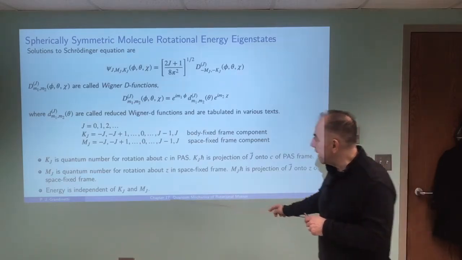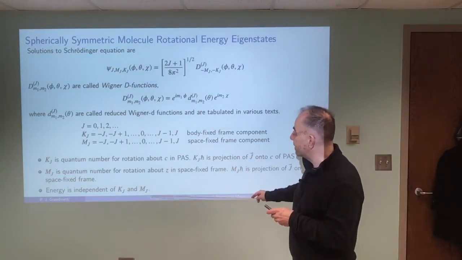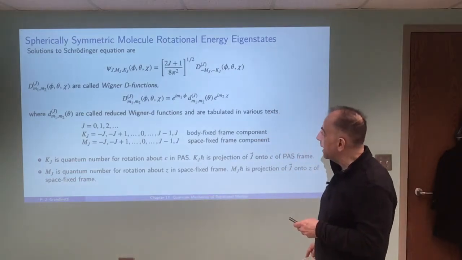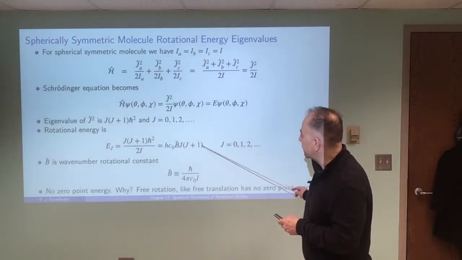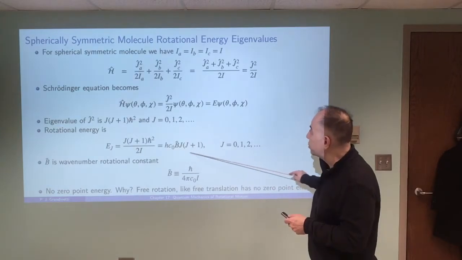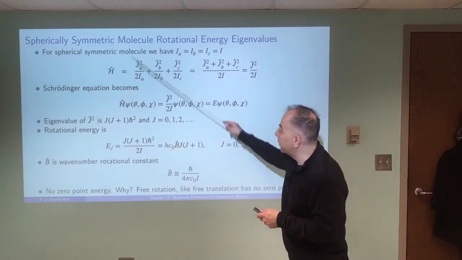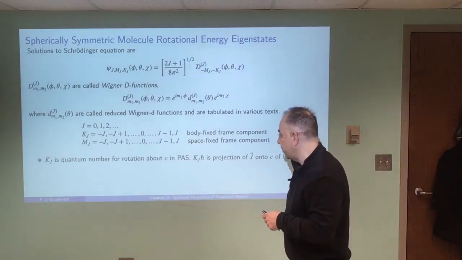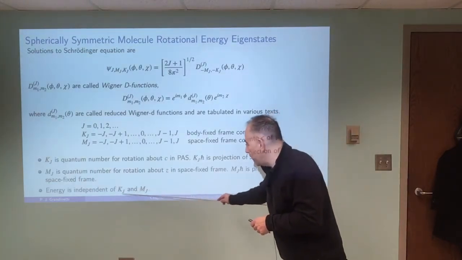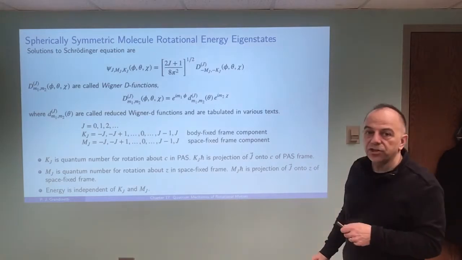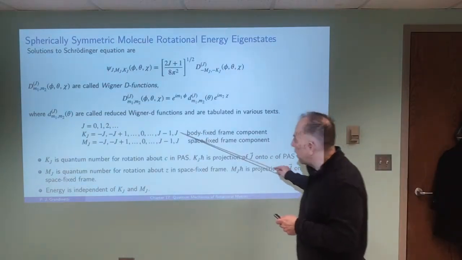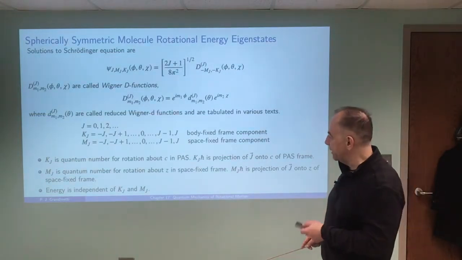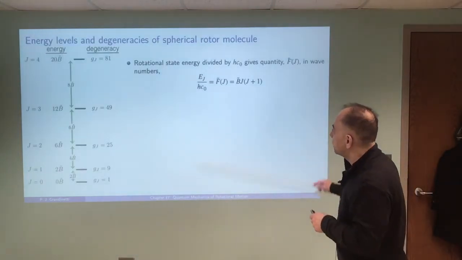Okay. Notice that the energy expression that we got in the previous slide is independent of K and M. So this expression here depends only on J for the spherically symmetric rotor or molecule, and so we have no dependence on K and M. So there's going to be a degeneracy. All of these states are going to have exactly the same energy, and we'll come back to this shortly.